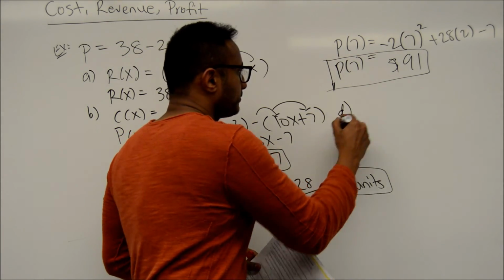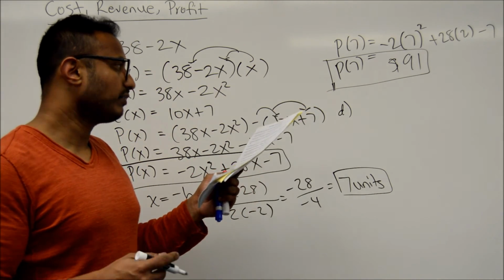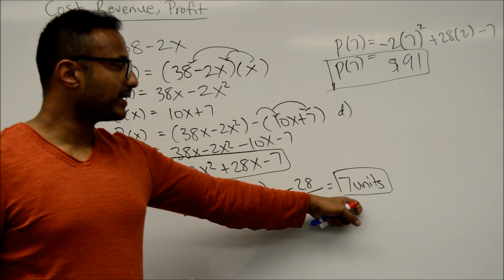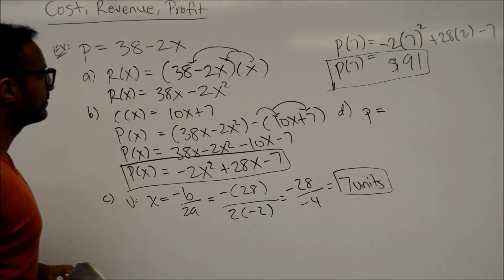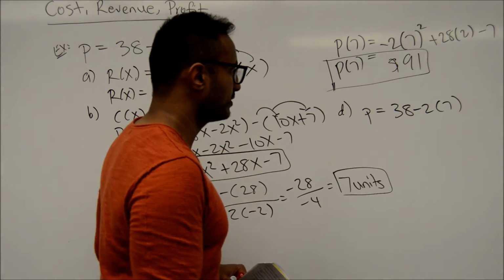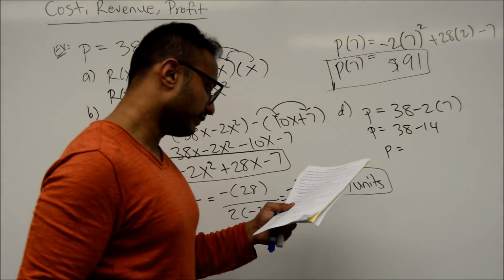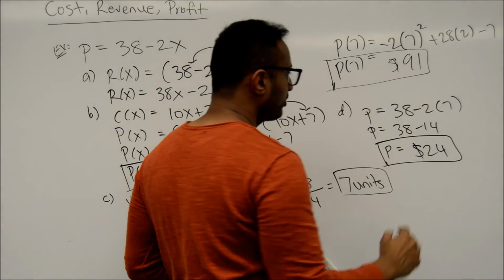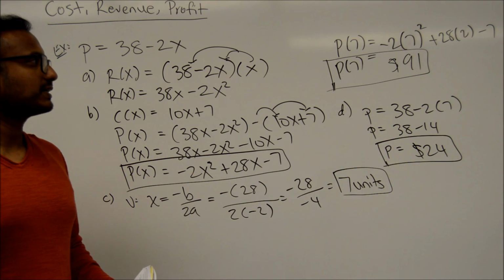Okay, now in part D, what price should the company charge per unit in order to maximize profit? Well, we said that 7 units maximizes our profit. So what is the price when 7 units are sold? So price is going to be 38 minus 2x, which is 2 times 7. That's going to be 38 minus 14. So the price of each dog leash is going to be $24. And a price of $24 per dog leash is going to sell 7 units, which will maximize our profit at $91.